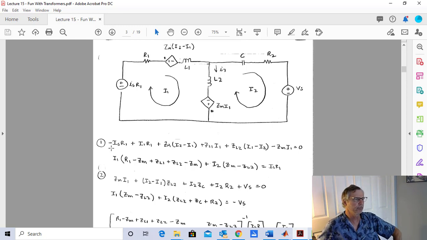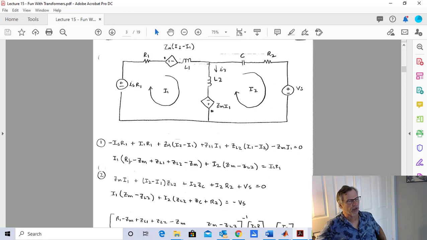For I1, let's do our mesh. Minus IS R1 plus I1 R1 plus ZM (I2 minus I1) plus ZL1 I1 plus ZL2 (I1 minus I2) minus ZM I1 equals zero.